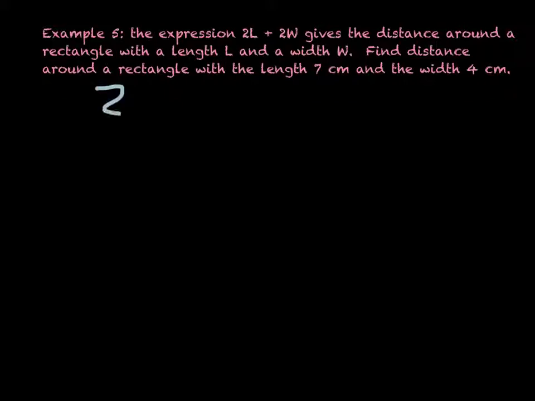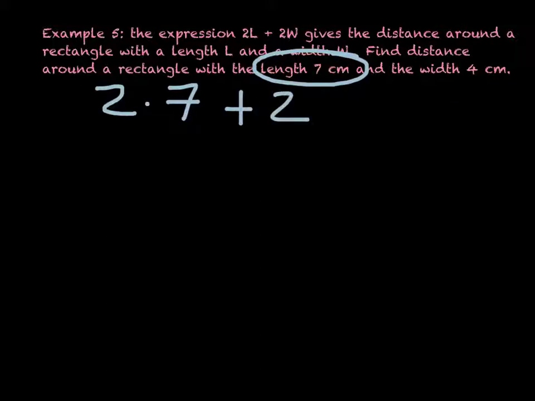So I'm going to start out by writing my expression. Instead of L, though, I'm going to look back to my example. It tells me that the length is 7 centimeters. So instead of L, I'm going to put a 7. Then I have an addition symbol and a 2. Instead of W, I notice that the width is 4 centimeters. So I'm going to replace that with a 4 and put my multiplication symbol between the 2 and the 4.